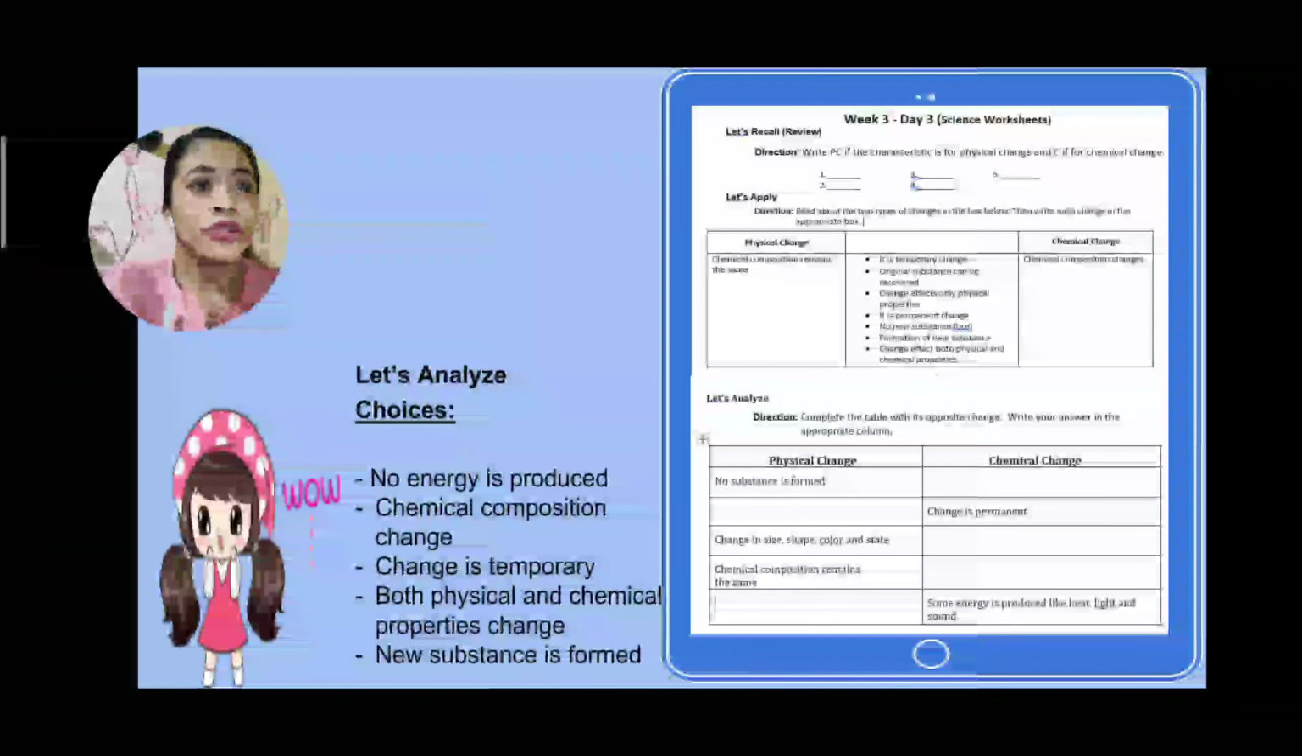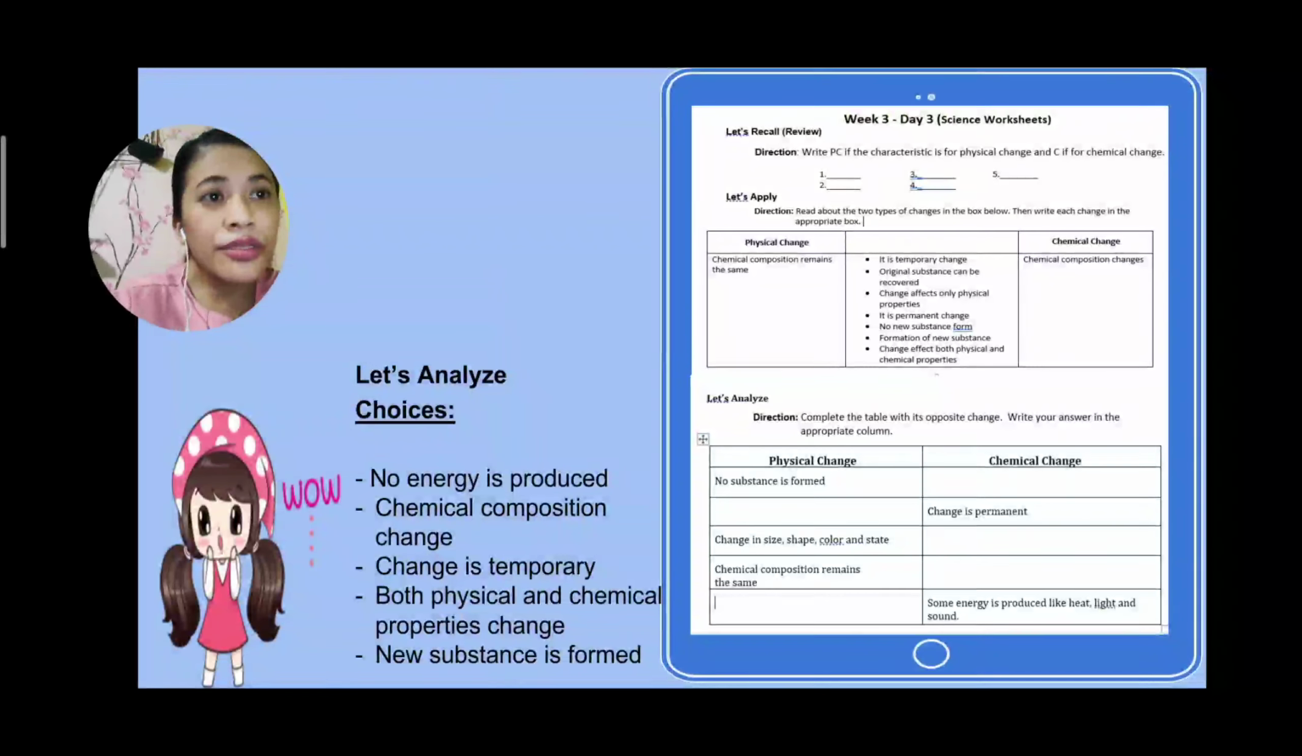Next po, week 3, day 3. Ayan. Same pa din po, PC and CC lang po. Pag PC, physical change. Pag CC, chemical change. Next, let's apply. Dito po sa gitnang box, hahanapin nyo po yung sagot. Tapos, ilalagay nyo po siya kung physical or chemical change po. Next po, let's analyze.